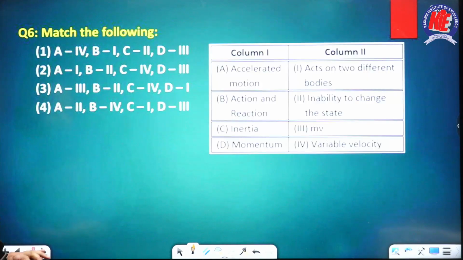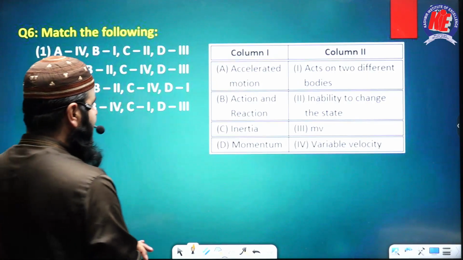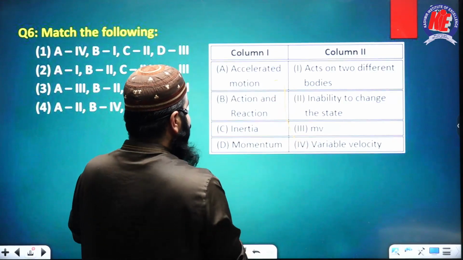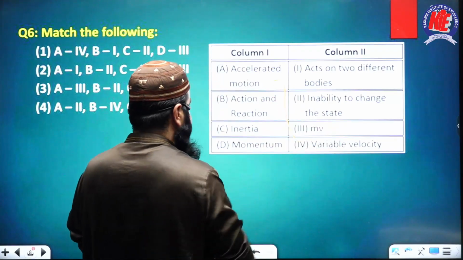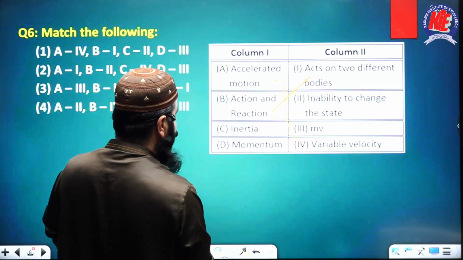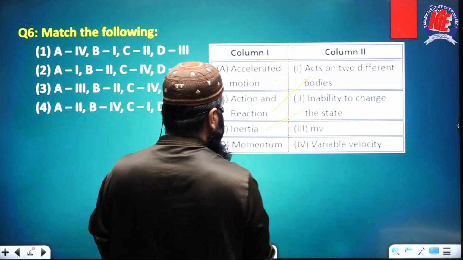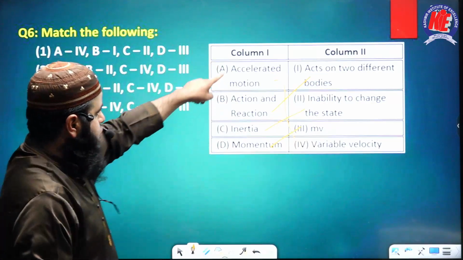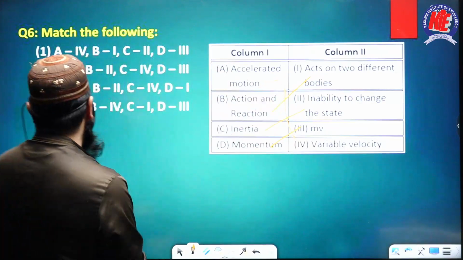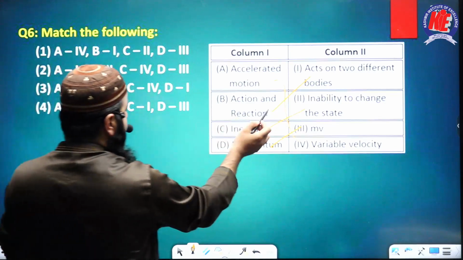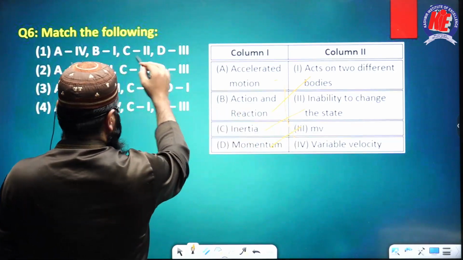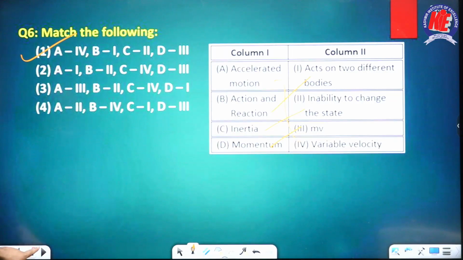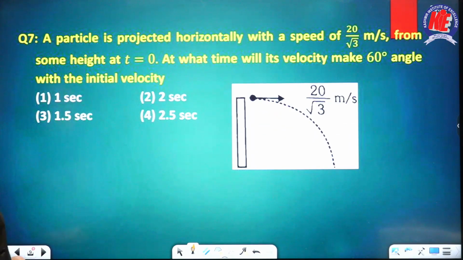Next question please. Match the following pattern. Accelerated motion means velocity is variable. Action and reaction, recalls of the Newton's third law, acts on two different bodies. Inertia, inability to change the state, and the momentum is defined as mass times velocity. So A4, B1, okay, C2 and D3. So the right option is, my dear, the option 1. Next one please.